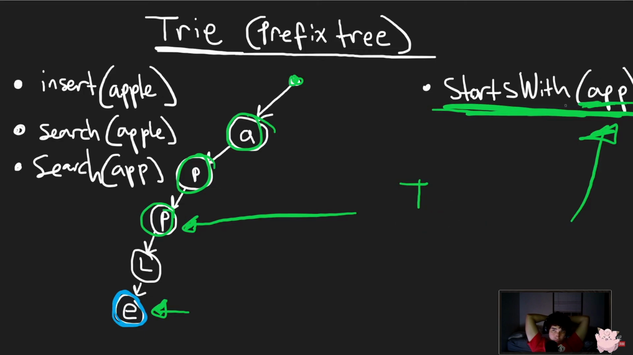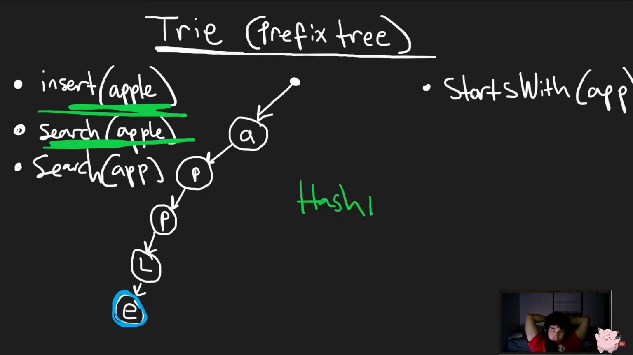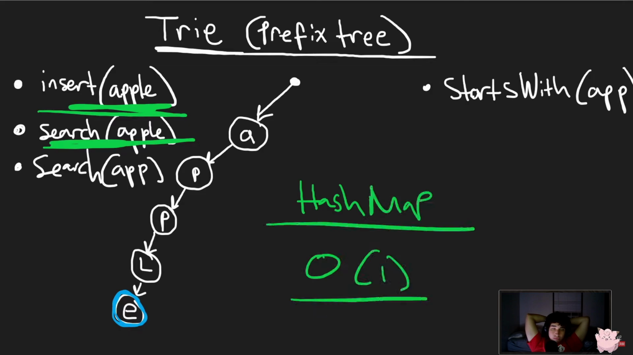And so this starts with function is the main reason we're even implementing a trie in the first place. Because if we want to insert words and search for words, to check if a word exists, we could just use a hash map for that, right? Because hash maps, or hash sets, can do both of those things in O(1) time. But this is really the problem. Starts with allows us to check prefixes, right?